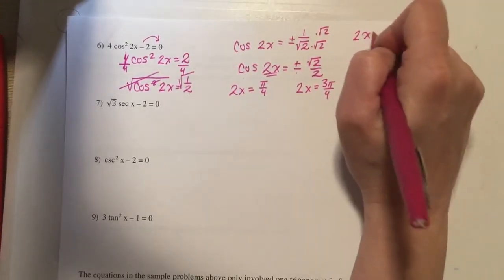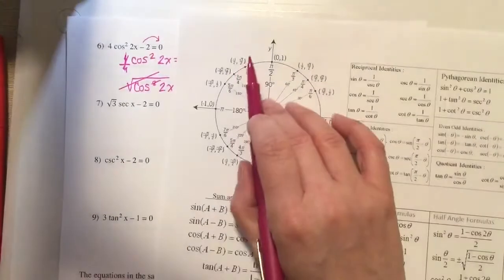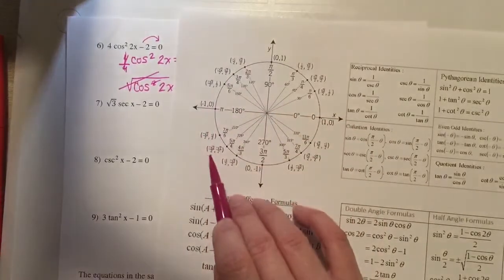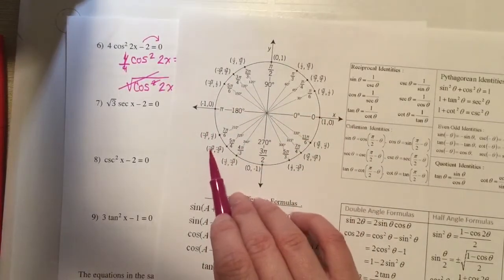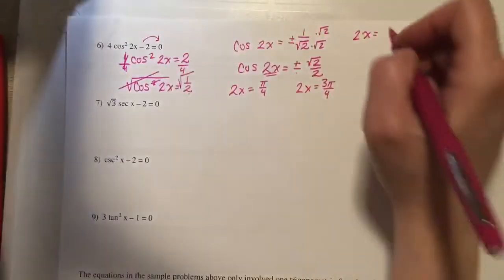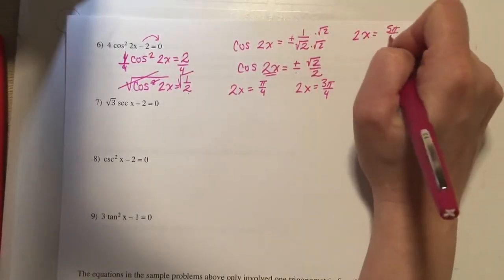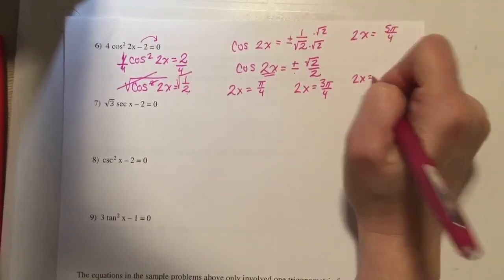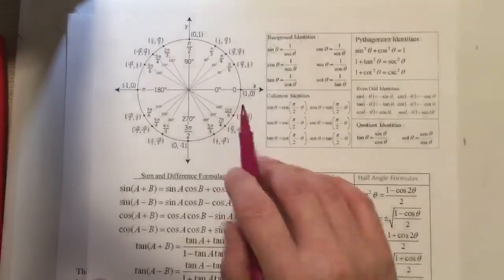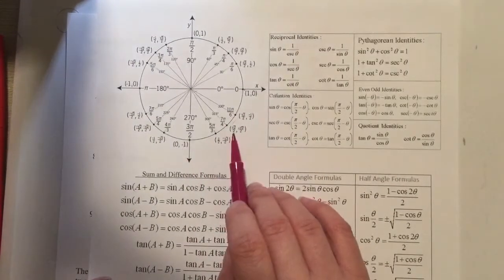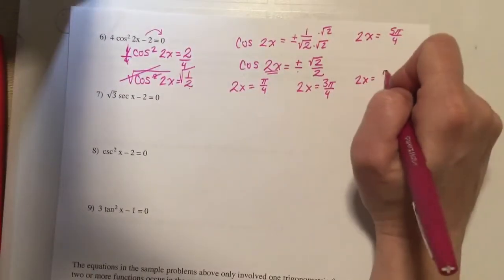And I'm telling you, we're going to have 2 more. So keep going around. You look through the whole circle. There's an x value, square root of 2 over 2. That's 5 pi over 4. We've gotten 1 out of quadrant 1, 2, and 3. So hey, guess what? Let's go to quadrant 4. X value, square root of 2 over 2 is 7 pi over 4.